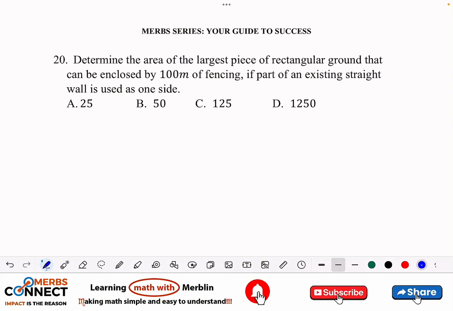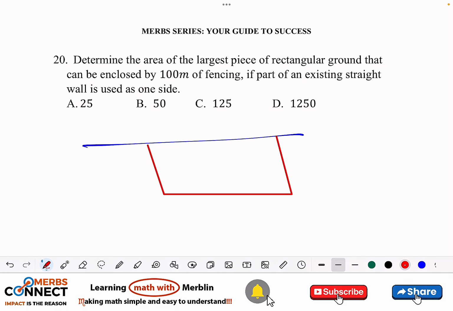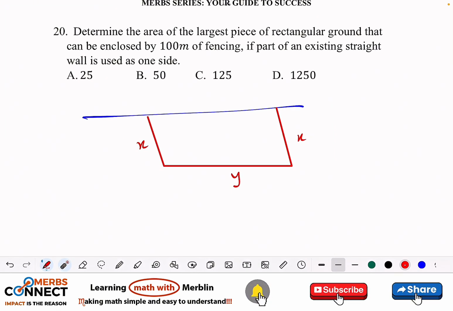Determine the area of the largest piece of rectangular ground that can be enclosed by 100 meters of fencing if part of an existing straight wall is used as one side. So we are assuming that one side of the fence is alongside a straight line, right? So what we are going to do is assume that we have this one to be x, this one will be x, and this one will be y.